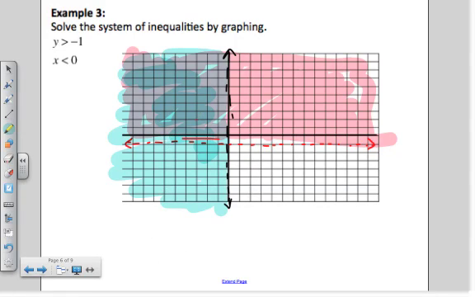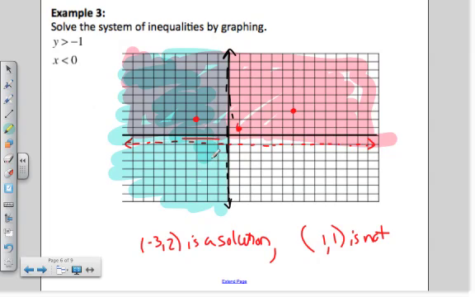So let's see, we've got this point is a solution. 1, 2, 3, so (negative 3, 2) is a solution. Okay. But this point over here, (1, 1) is not a solution. Also, (2, negative 4) is not a solution. Okay, so this is not a solution, this is not a solution, this one way out there is not a solution. The only one that's a solution is the one in the overlap.